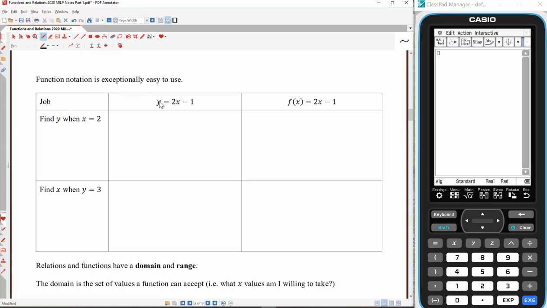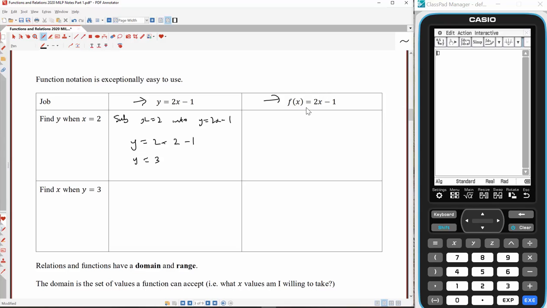Okay, so what we've got here is this function written in y equals form, and the same function written in function notation. So what we want to do is find y when x is equal to 2. Now, how would I describe that process if I was doing that? What I would do is I'd say sub x equals 2 into y equals 2x take 1. And then I'd go ahead and do it. y equals 2 times 2 take 1. y equals 4 take 1, which is 3.